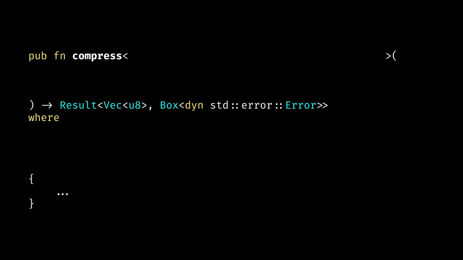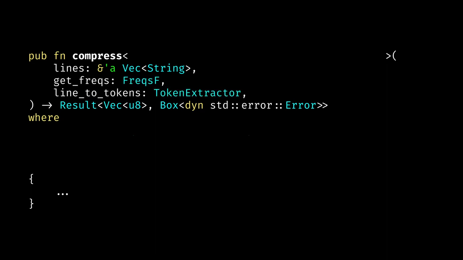Whenever you write something like that, the compiler will tell you, oh, you forgot this trait bound here, or you need to add a lifetime parameter there. As long as you follow its instructions, you usually will be able to write such signatures without much thought. In any case, we will start with a reference to our lines vector. And then we have two closures, get_frequencies and line_to_tokens. get_frequencies is responsible for extracting frequencies from lines, for example, like the word frequencies function that we saw before. line_to_tokens is a function that allows us to split individual lines into tokens. The compress function will return a result. And in case we succeeded, we will get a vector of bytes, something that we can then write to a file or send over the network.